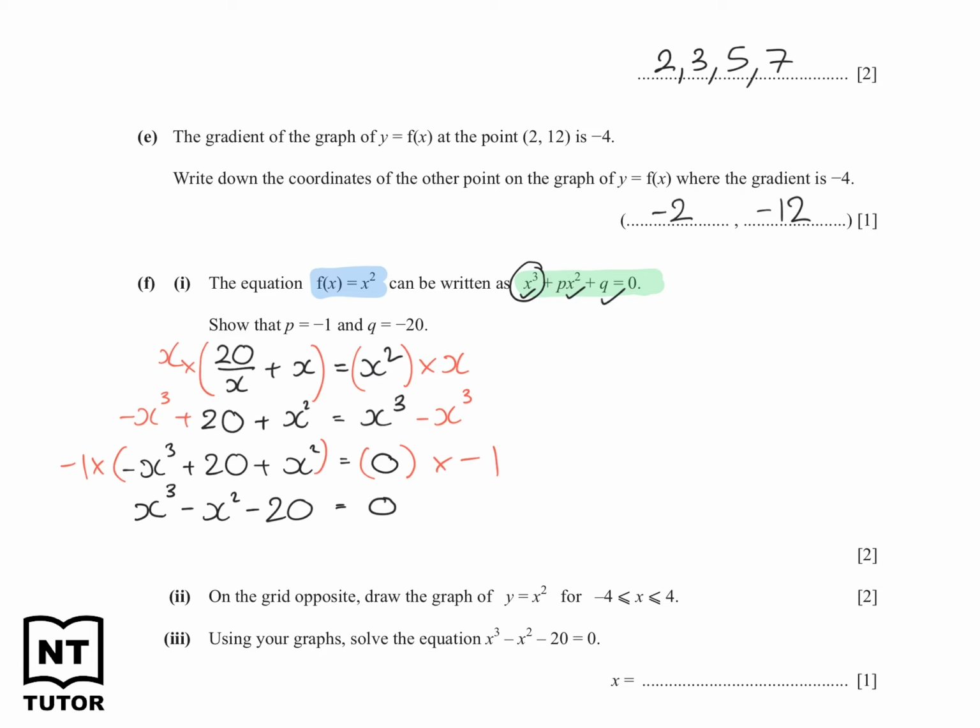So by direct comparison, the coefficient of x squared should be equal to p, or the number in front. In this case, the number in front of the x squared is minus 1. And q is just the number behind it, or the number without an x term, which is this. So q equals minus 20. And that's exactly what the question wanted us to do. Show that p equals minus 1 and show that q equals minus 20.